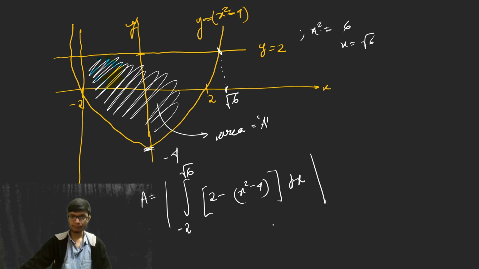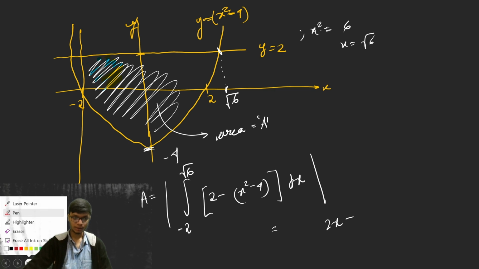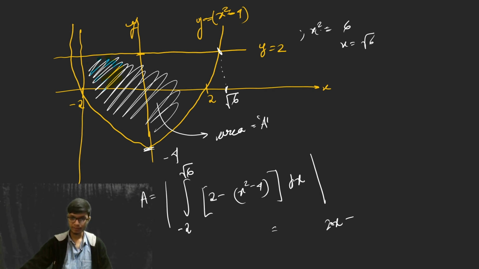Then we have to take the absolute value. If you simplify, you can do one important thing: add it and write it as 6x. So the value will become 6x minus x cube by 3, and the lower limit is minus 2 and the upper limit is root 6. If you put the limits and solve, you will definitely find it.